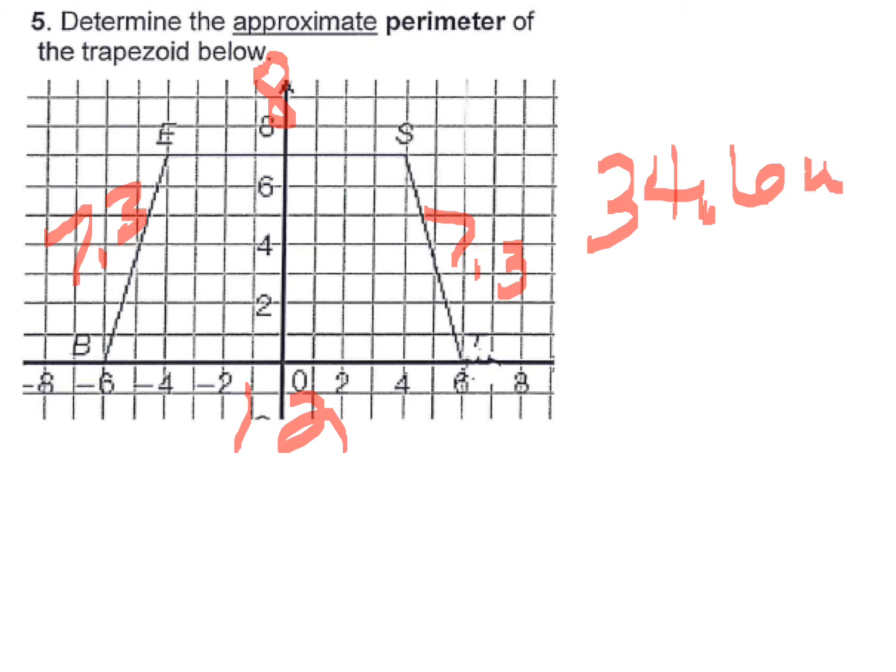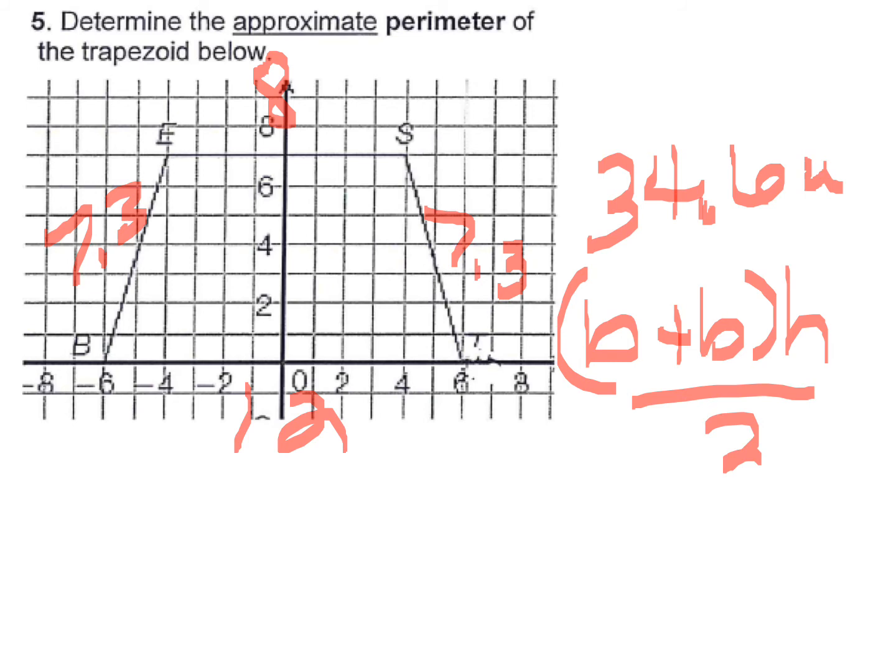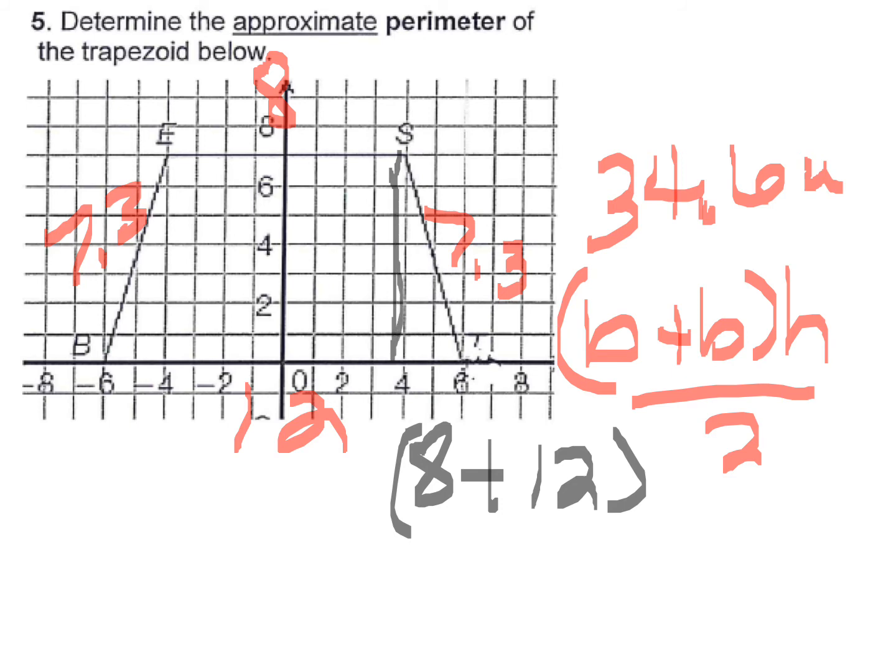Now, if you were asked to find the area, same problem. You don't have that much more to do, but you got to think about your formula. Base plus base times the height all over 2. My two bases are 8 and 12. Times the height, that was the straight up and down height that we had here earlier, and that was 7. So times 7 all over 2.